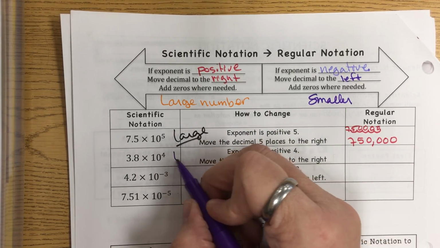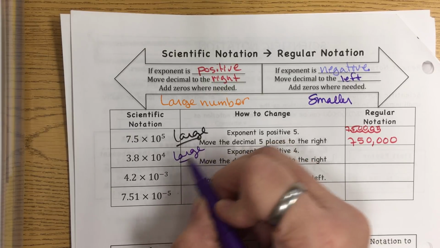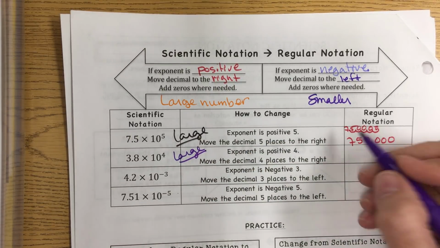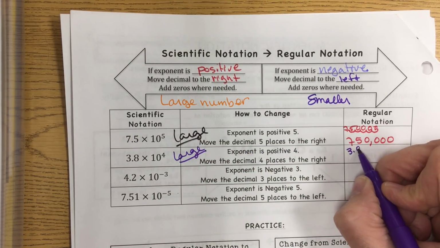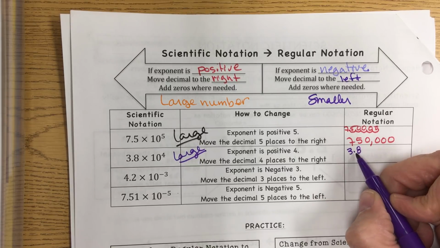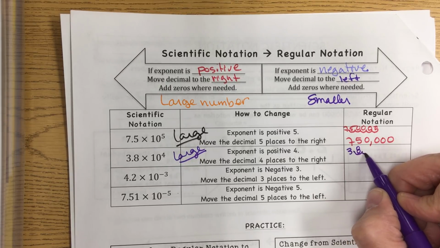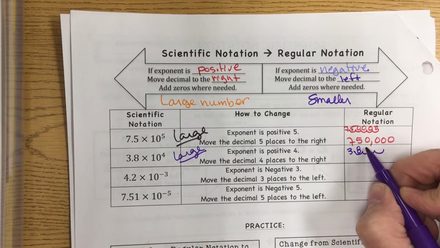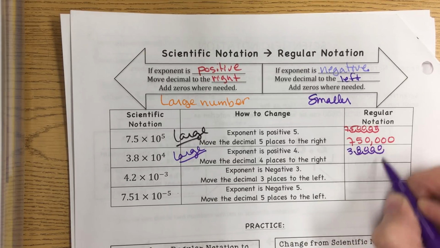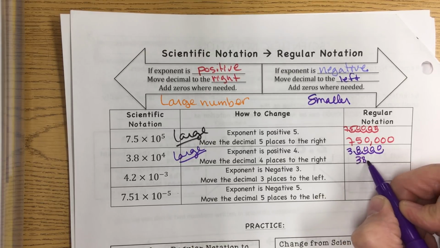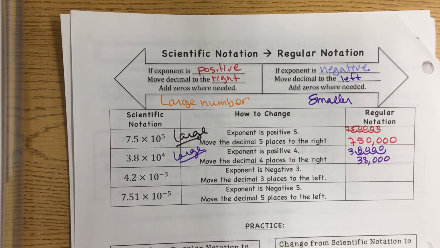Again, this one, guess what? It is also a large number. So I write the 3.8, then I move it over 4 times. 1, 2, 3, 4. And I put in my placeholders and I get 38,000.